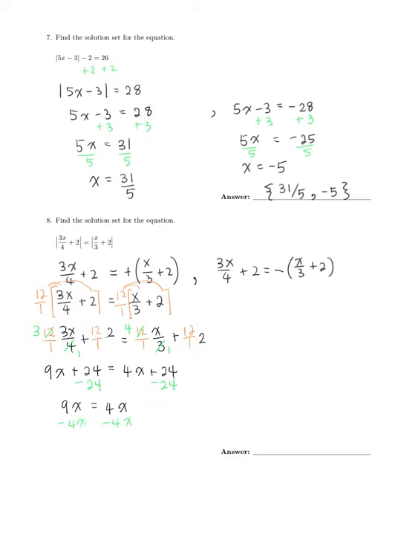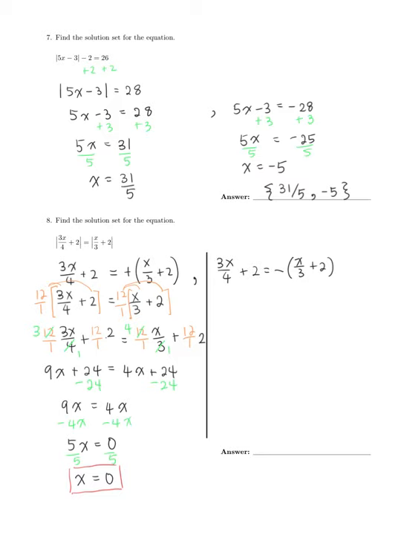Then here, how many x's are we going to have? 5x equals 0. Okay, and then how do you solve for x? Divide by 5. So here you're going to have x equals 0 over 5, which is just 0. All right, so this is one answer. Okay, now let's go to the negative side.